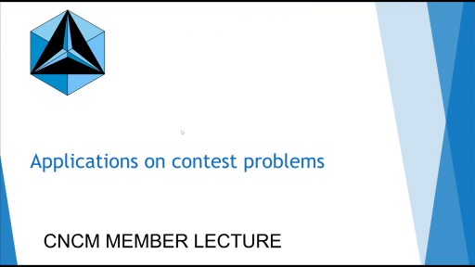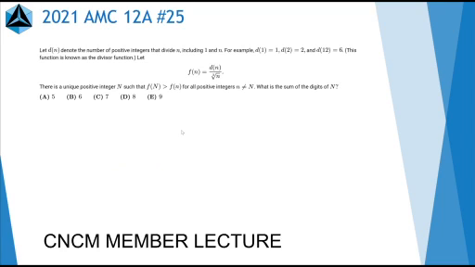Alright, so here's how you can solve a few contest problems with the property of multiplicative functions. Here's an example from the most recent AMC 12A, the last problem. Let d of n denote the number of positive integers that divide n, including 1 and n. And let f of n equal d of n over the cube root of n.